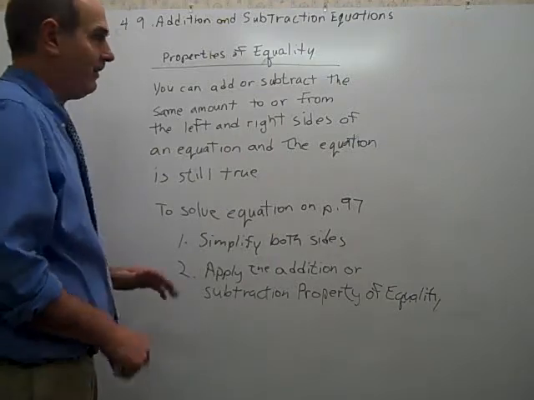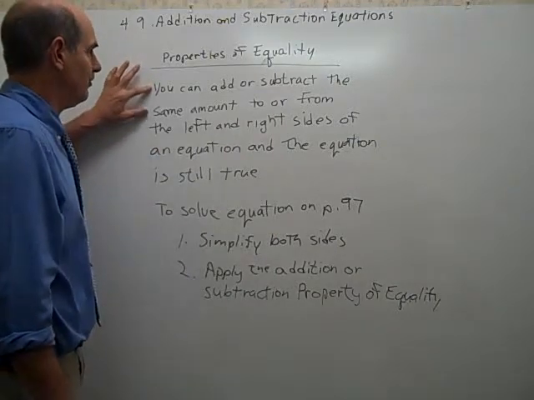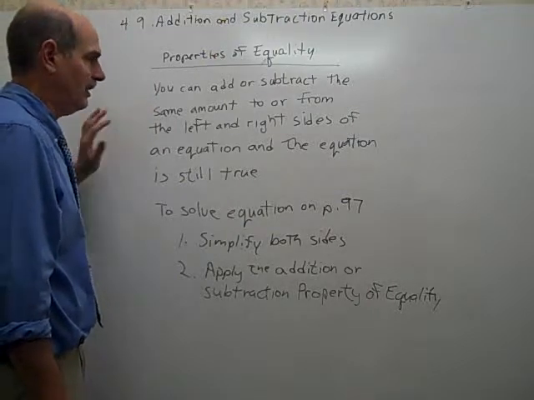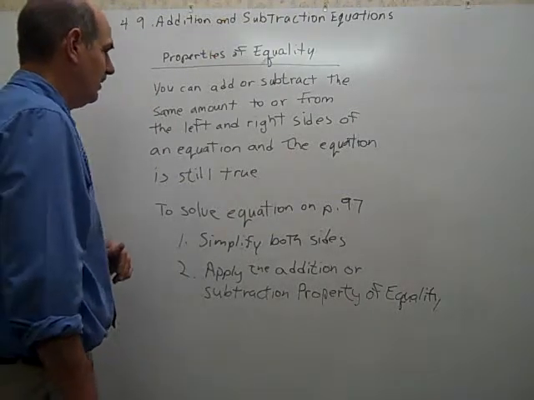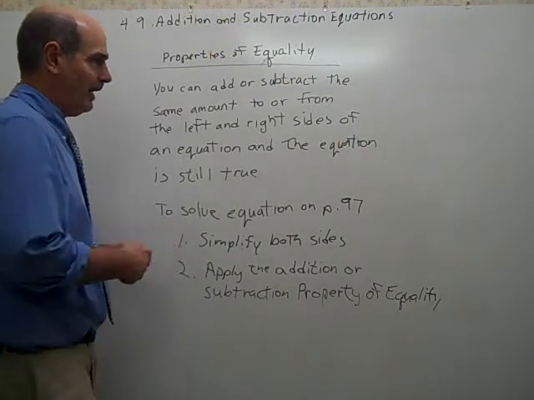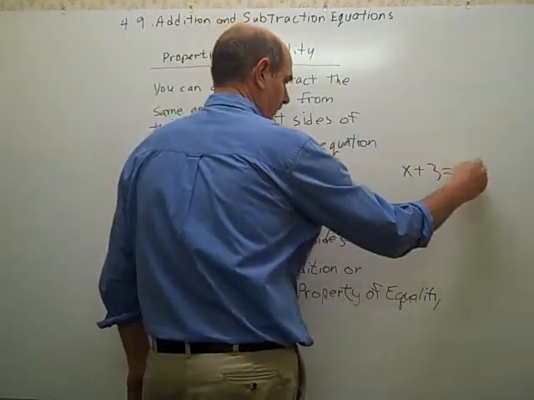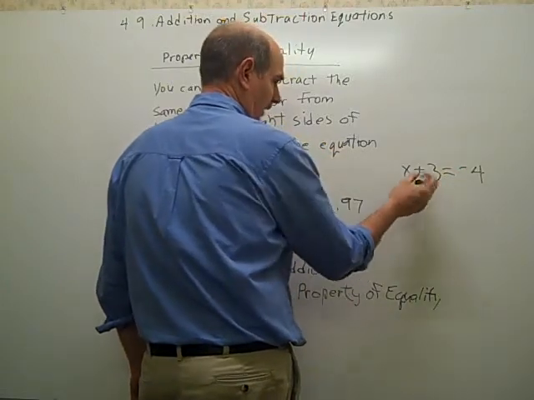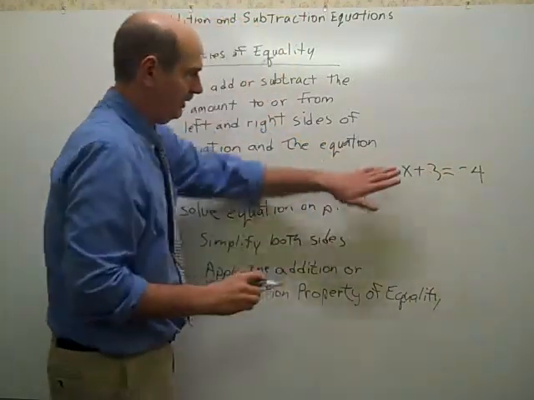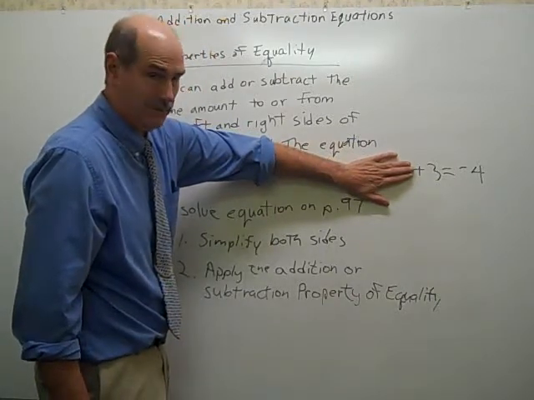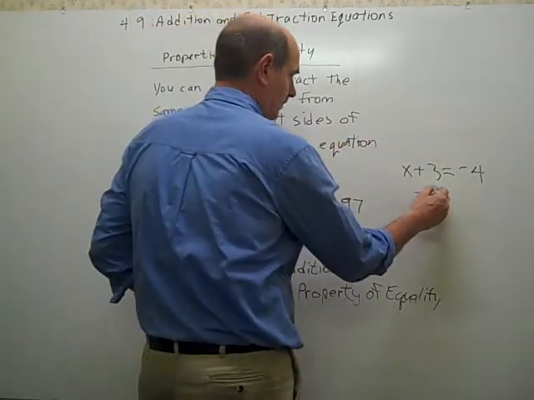But one of the big ideas here is that you can add or subtract the same amount to or from the left and right sides of an equation, and the equation is still true. So if you have an equation that says x plus 3 equals negative 4, you can undo adding 3. Remember how we can cover up the variable and do the opposite of what you see there. So instead of add 3, subtract 3.